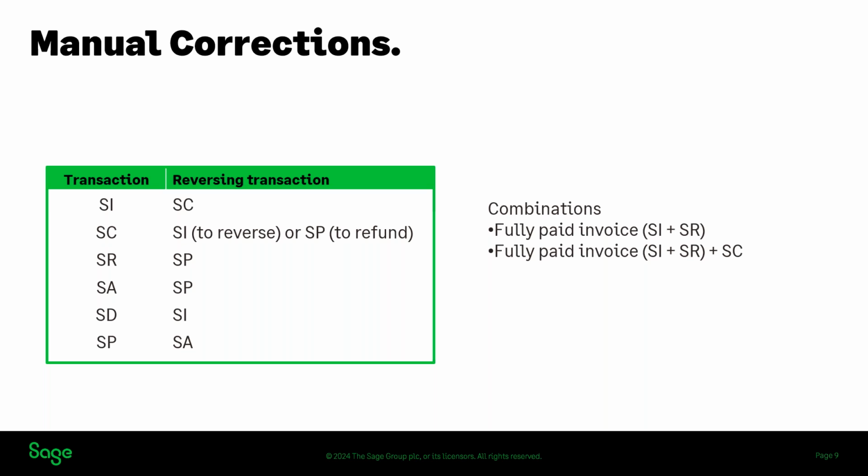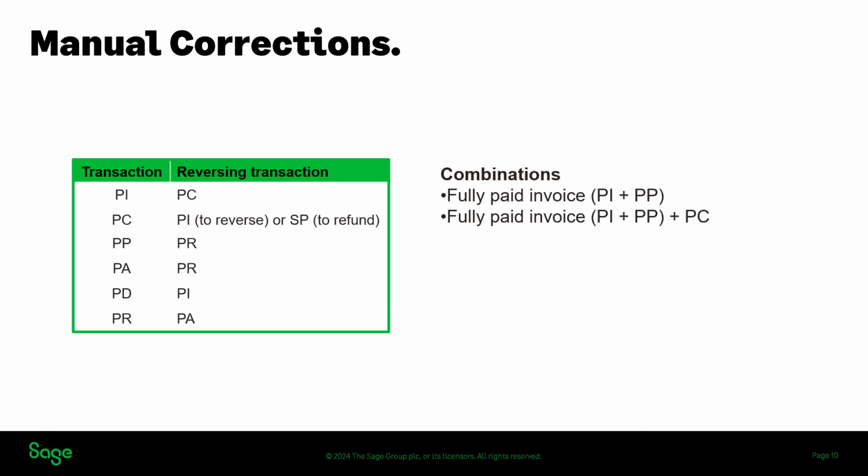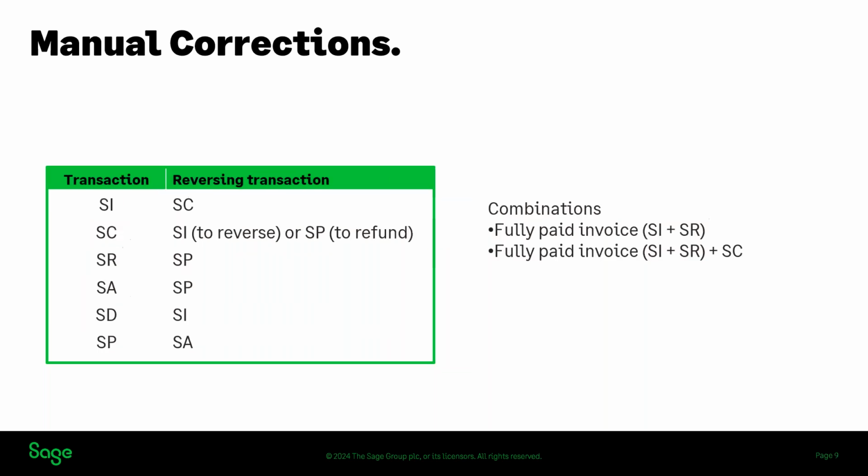So for example, if you're going to reverse a sales invoice, you'd use a credit note. If you're reversing a credit note, you would use an invoice, for example. So we have provided the list there just so you know what type of transaction you'd need to use. But I want to show you a good example here of a time when you may need to do a manual correction. So again, I've got a demonstration to show you this in just a moment.